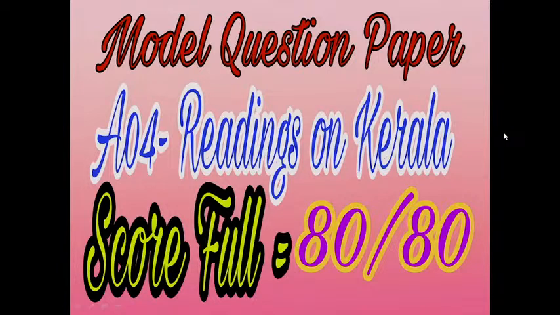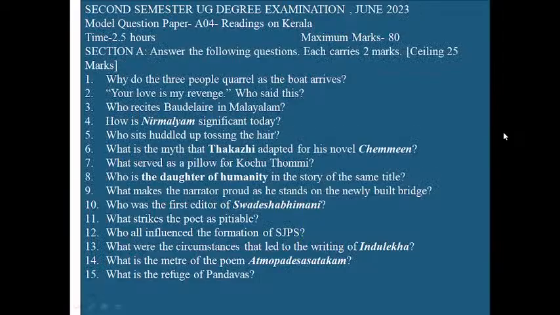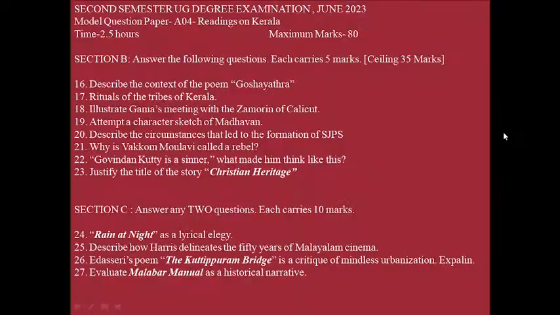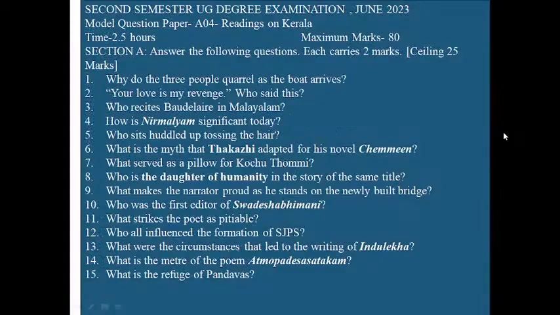And remember, this paper A04 Readings on Kerala is of 80 marks and 20 marks internal, and the pattern of the question paper is we have three sections: section A, section B, and section C. In section A you have 15 questions, and each question carries 2 marks, and there is a ceiling of 25 marks. That means you can answer all the 15, and it doesn't mean that you are going to get 30.